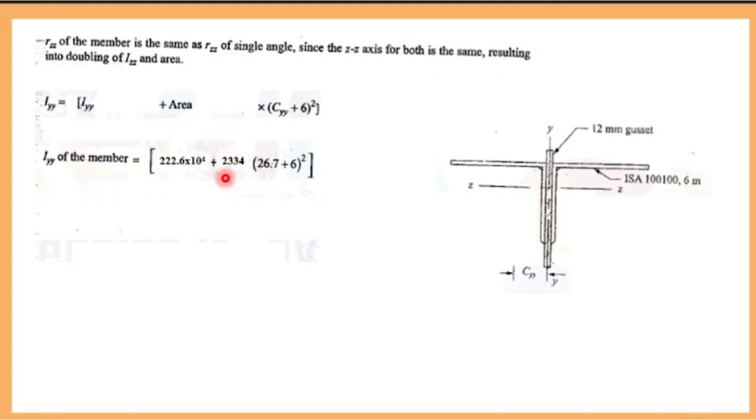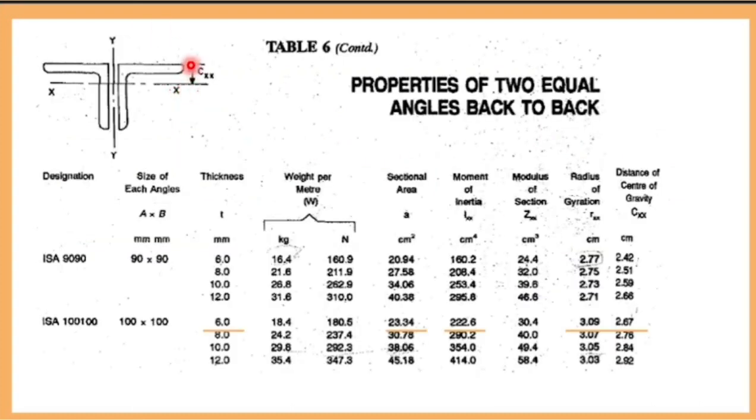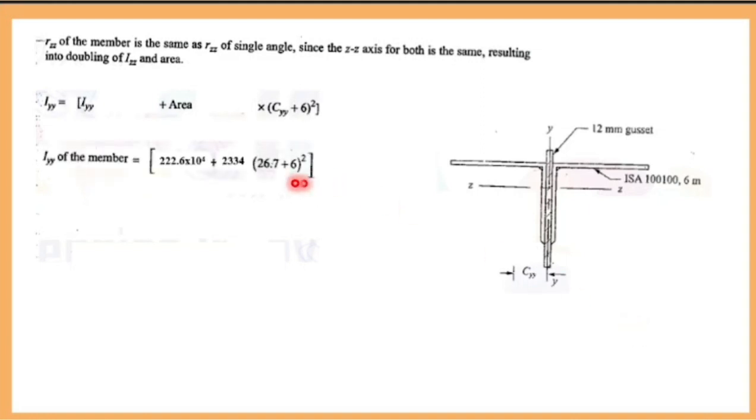Everything is written in terms of mm. Now, what is this distance squared? What is the distance from the centroid to this individual centroid? Now you have to use Cy. They have given this as Cx. And what do you mean by Cy? It is the distance from this centroid to the extreme fiber. So what is the distance? What is the Cy? 2.67 cm, that is 26.7 mm. So you have to add 26.7 plus half the thickness of the plate, 12 mm, half of which is 6. So this will be your Iyy, 4.7 into 10 power 6.